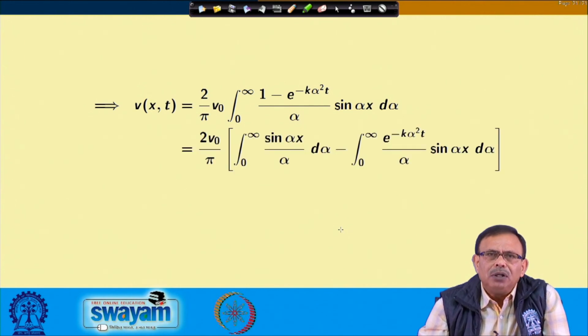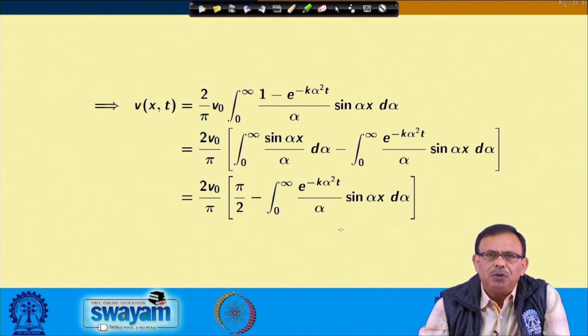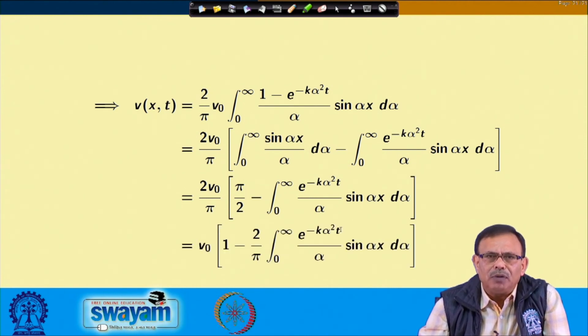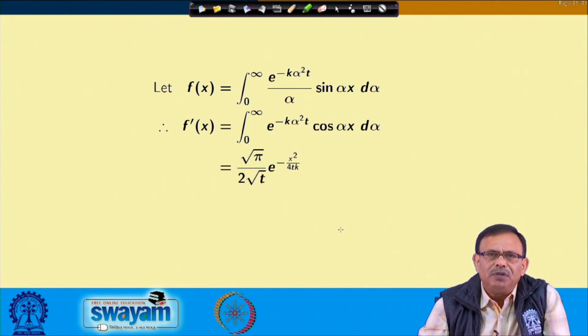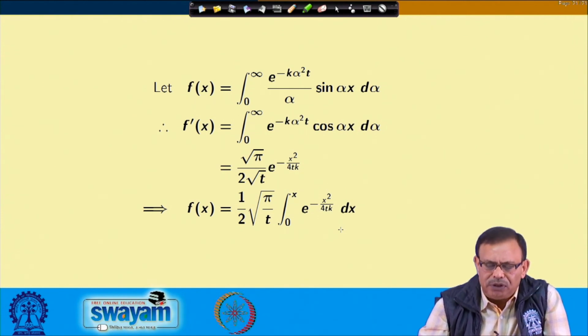Once you write v bar s, now v(x,t) you can write down. You break it into two parts, two integrals. The first integral value is pi by 2. So, I am getting v 0 into 1 minus 2 by pi into this integral. My aim is to find out the value of this integral now, which I am assuming as f(x). So, f dash x from here I can find out, and the value of this integral is known to us, the common one we have written. So, f(x) will be nothing but half into root over pi by 2, integral 0 to x, e power minus x square by 4 t k dx.